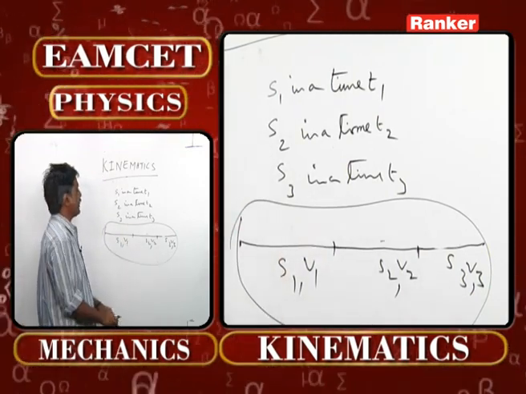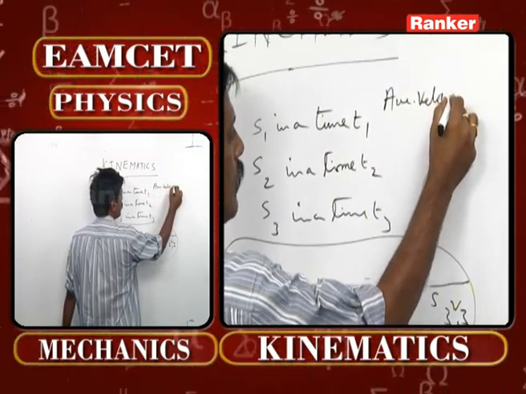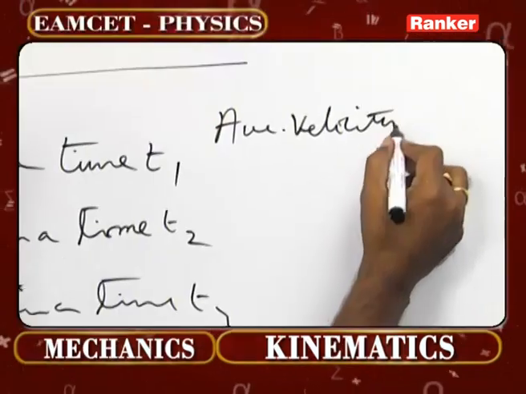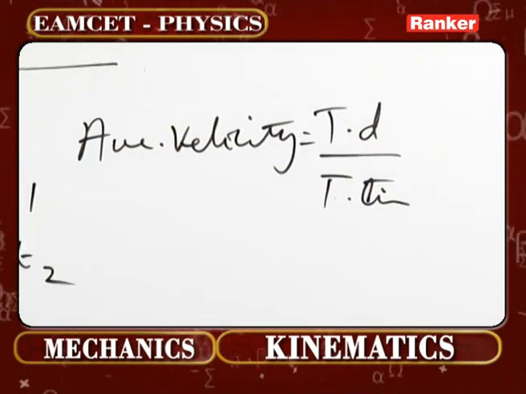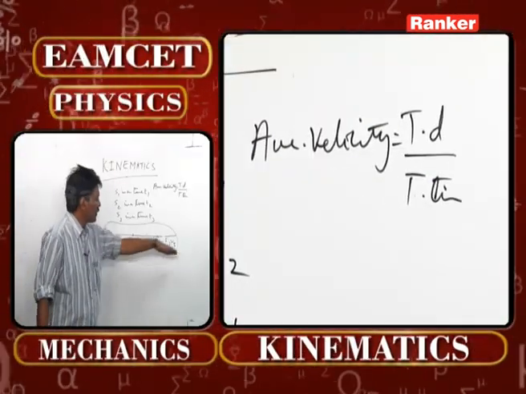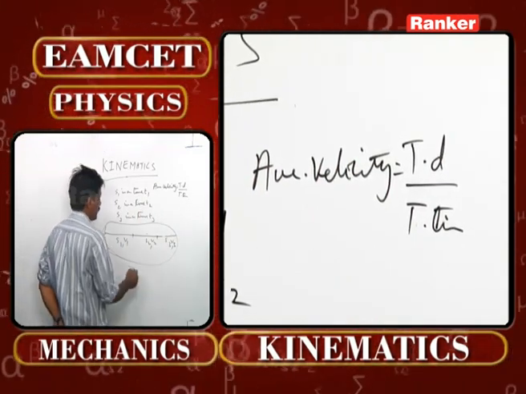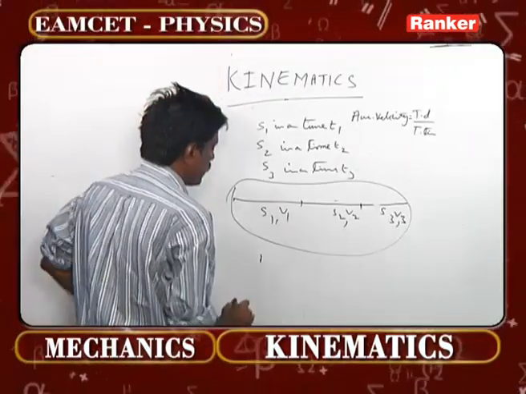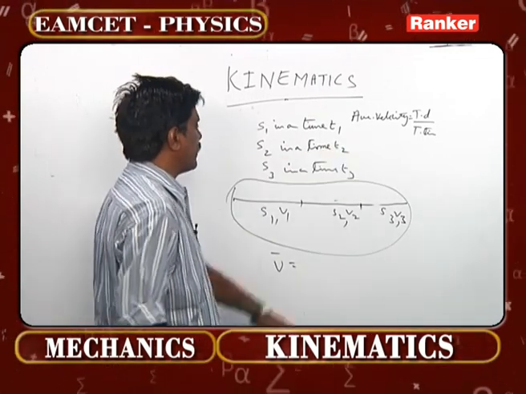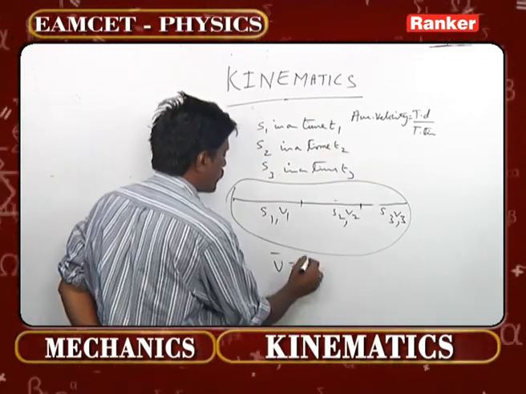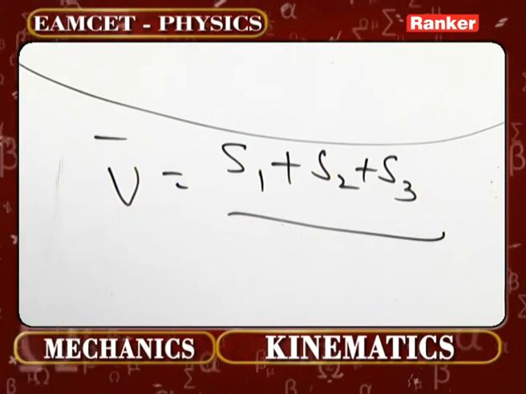Simply, you go for the basic definition of average velocity. Average velocity is equal to total displacement by total time taken. So use that relation only here also. Even if the extension is for S4, S5, S6 also, you can apply the same relation. So here if you apply this relation, what we will get? Average velocity, which can be denoted as V bar, is equal to total displacement by total time, which is the basic definition for average velocity. Total displacement is S1 plus S2 plus S3, divided by total time taken.